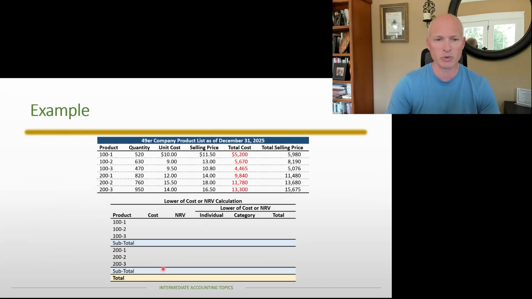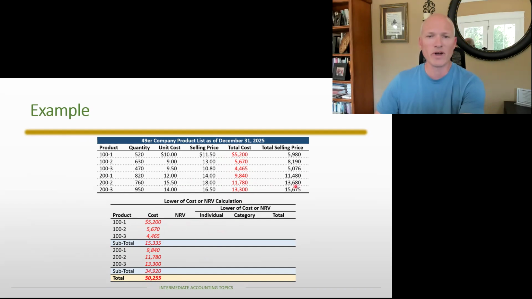The cost column is pretty easy. We're just taking the total cost from up here and transferring it down here. We're taking each individual item's cost and bringing the information from this table down to this table. Then obviously we can subtotal up. So this is the full group 1 cost. This is the full group 2 cost. And then this is the total cost of all the inventory together.